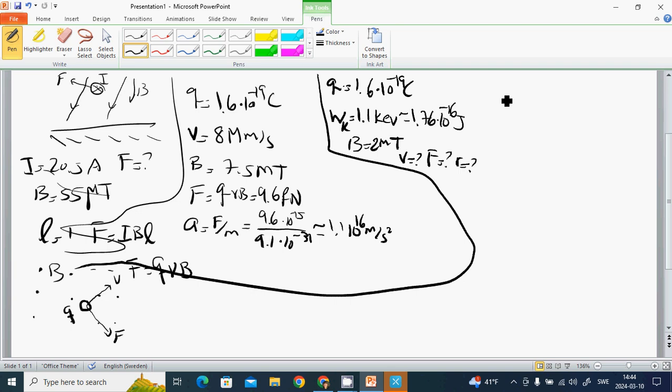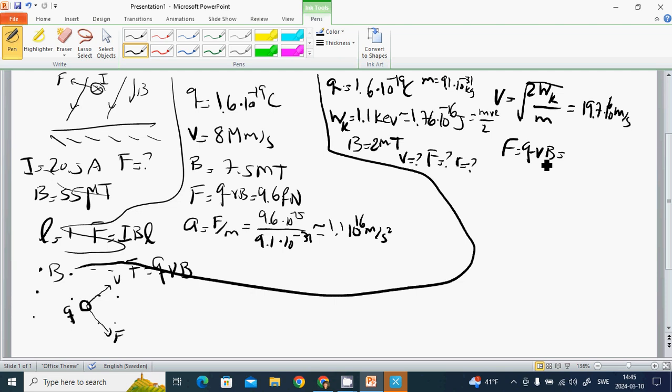Then first the velocity v equals square root of 2 W divided by m, because it is half m v squared. We put this, and the electron mass m equals 9.11 times 10 minus 31 kilogram. We put the values and we are going to get 19.7 times 10 power 6 meter per second, and F is q v B, and we have all those values, and F is going to be 6.3 times 10 power minus 15 newton.